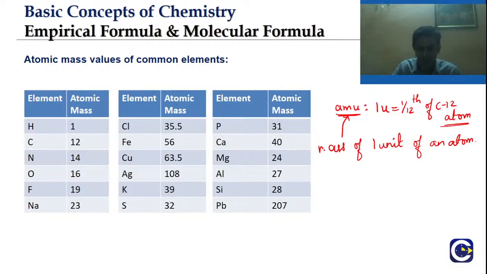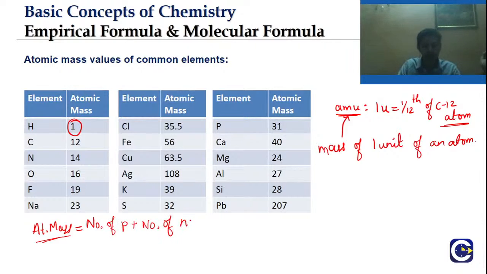Always, when we consider atomic mass, when I tell atomic mass of hydrogen is 1, what does that mean? I think in 9th and 10th you might have studied: atomic mass is number of protons plus number of neutrons. This is what you all have learned in 9th and 10th. But now I'll tell you why we consider number of protons plus number of neutrons.